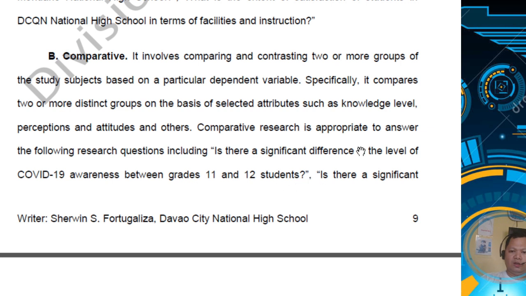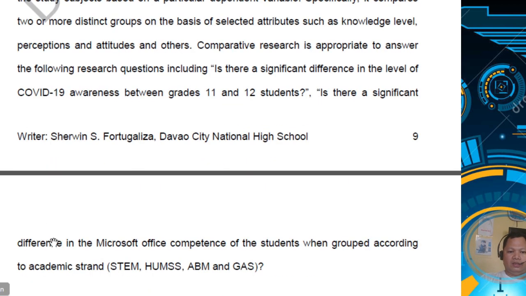So as you observe, you are comparing the level of awareness of grade 11 and grade 12. Then, is there a significant difference in the Microsoft Office competence of the students when grouped according to academic strand: STEM, HUMSS, ABM, and GAS? Okay, so as you observe in these questions here, it talks about significant difference.